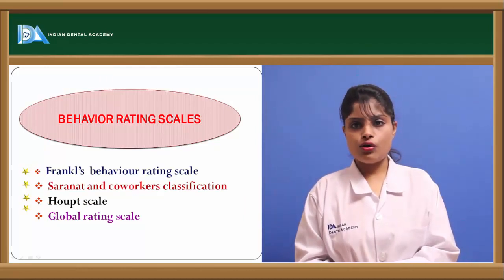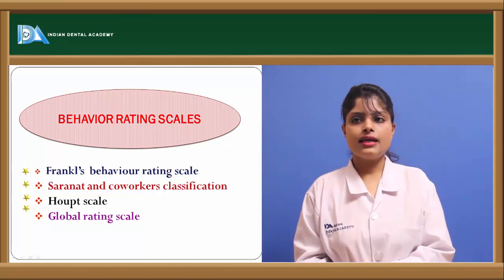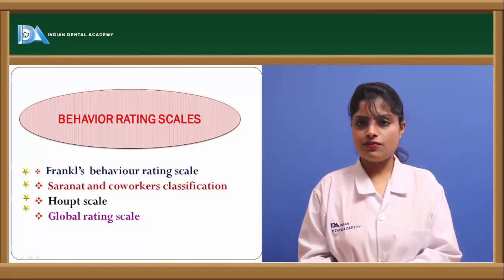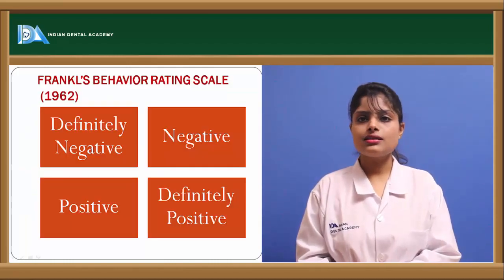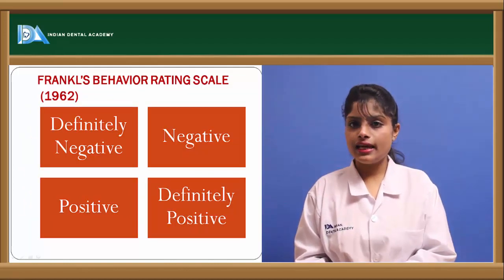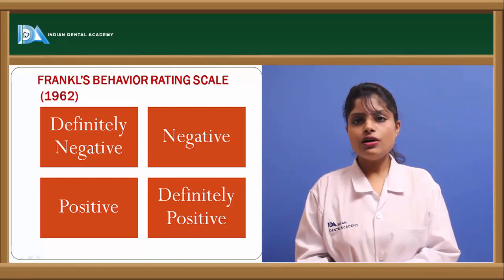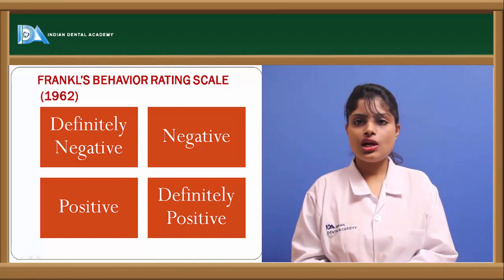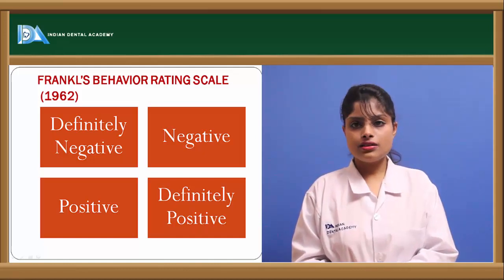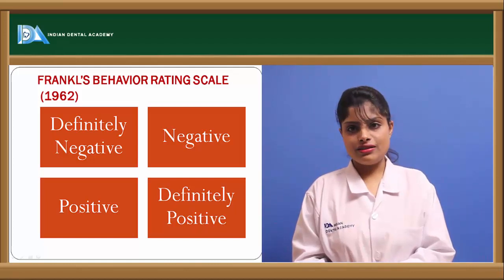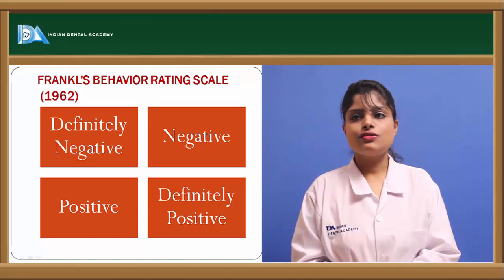Now, what are the various behavior rating scales in dentistry? These are as follows: Frankel's behavior rating scale, Hoop's scale, a global rating scale, and the Sanet and co-workers classification. But one of the most popular behavior rating scales discussed is Frankel's behavior rating scale, which was given by Dr. Frankel in the year 1962. He classified the behavior of the child in a dental operatory as definitely negative, negative, positive and definitely positive. Now let us know what each term stands for.